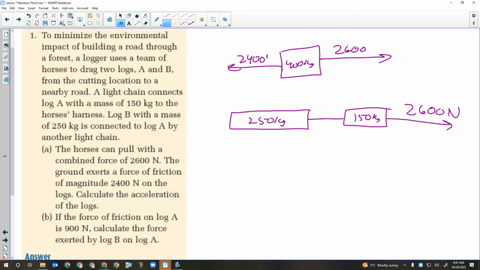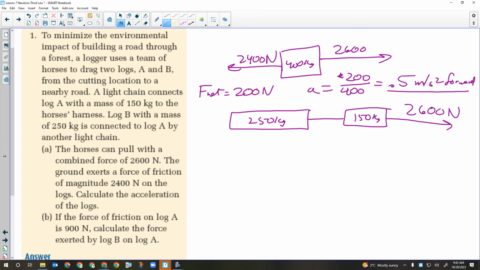So basically, it's a very simple Newton's second law system question, where our net force would be 200 newtons, and our acceleration would be 200 newtons divided by the mass of the system, 400 kilograms, which gives us 0.5 meters per second squared forward. Okay, that number is going to be important for part B. You're going to need the acceleration of the individual logs in order to solve part B.